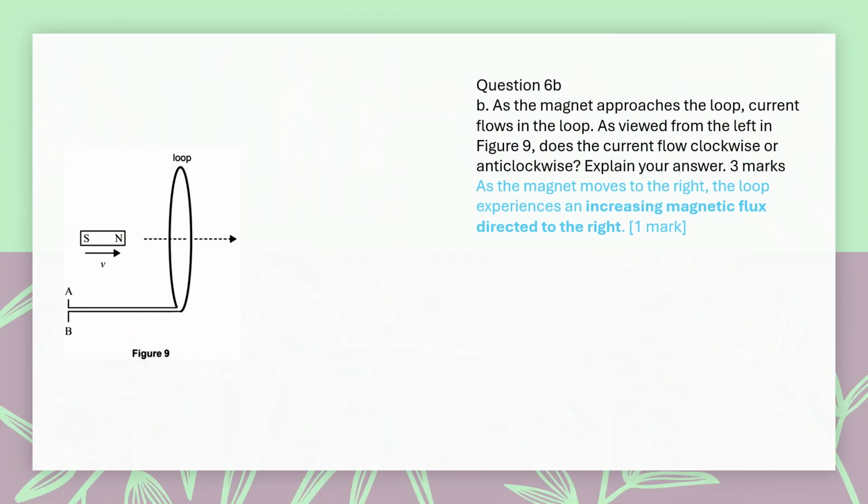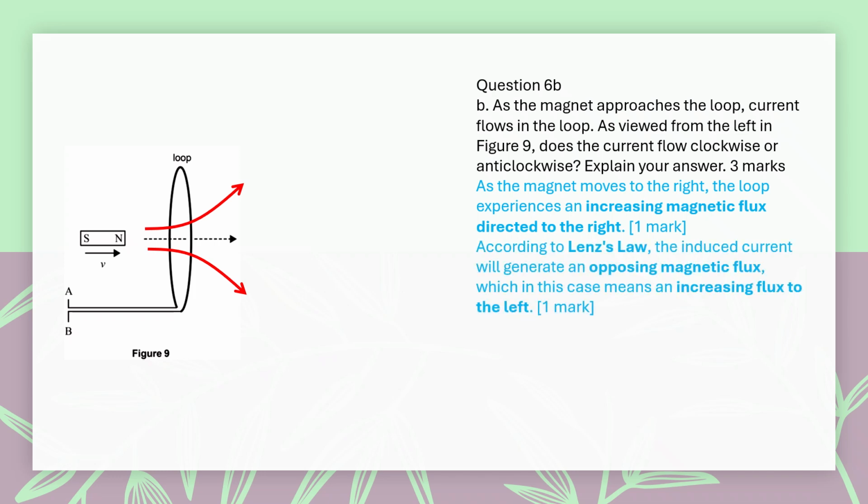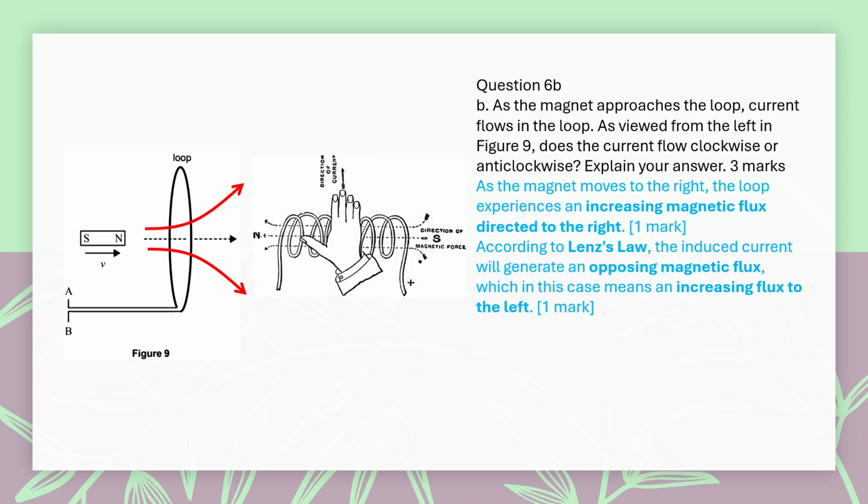As the magnet moves to the right, the loop experiences an increasing magnetic flux directed to the right. According to Lenz's law, the induced current will generate an opposing magnetic flux, which in this case means an increasing flux to the left. Applying the right-hand grip rule, this requires an anticlockwise current.